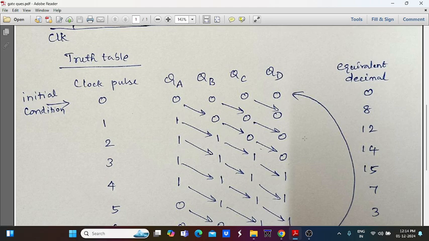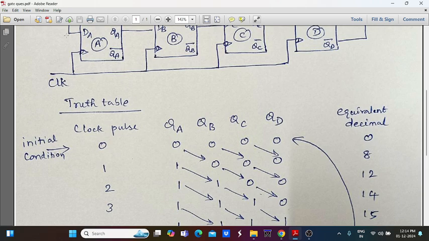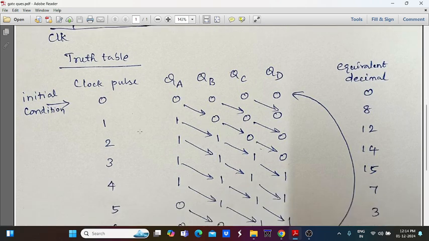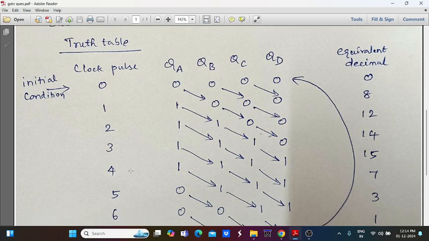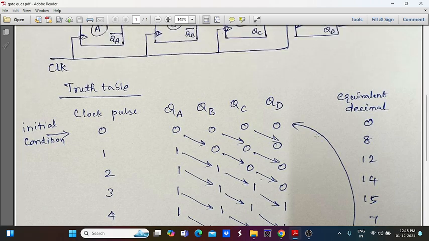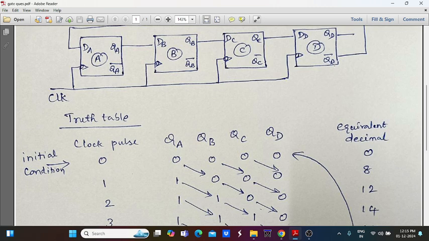Again this condition becomes 0 in QD. So at the time what happened? The DA will receive the input 1. So for third clock pulse, again QA value is equal to 1. The previous value shifted here 1. And again QB previous value shifted to QC 1. QC previous value shifted to QD. Again the QD value is equal to 0, and the invert of this, QD bar, becomes 1.